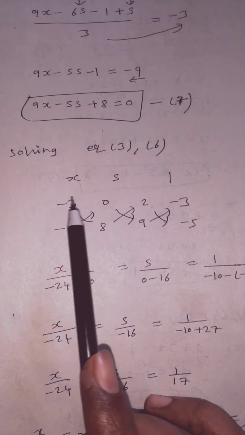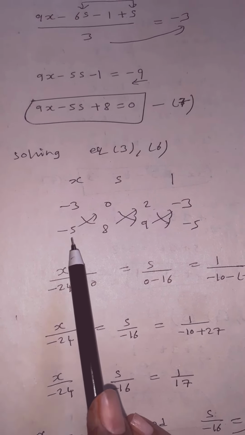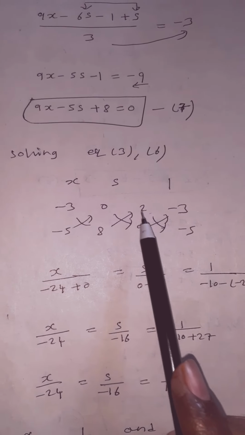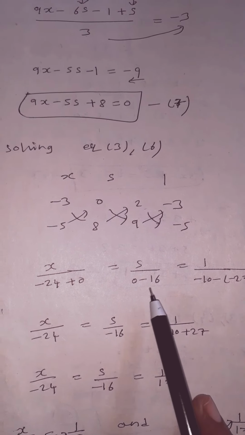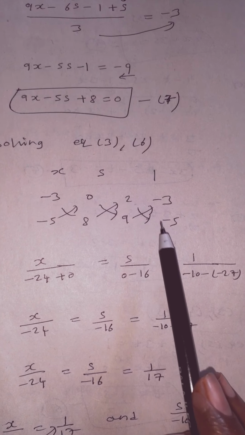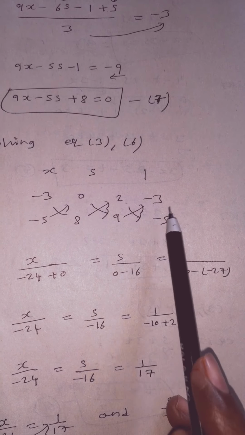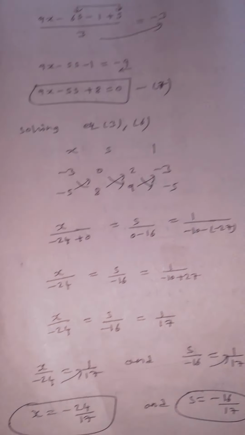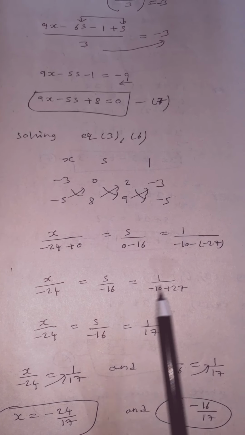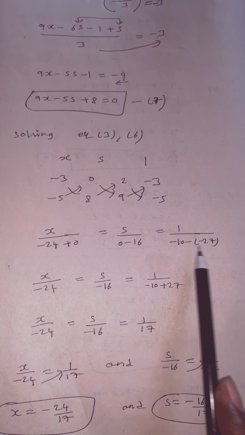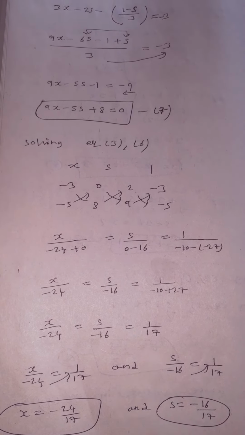So x by, so minus 3 into 8 is minus 24. Formula is minus, so minus into minus plus 0 is equal to s by, so 0 into 9 is 0. Minus 8 twos are 16. 1 by 2 into minus 5 is minus 10. So minus, right formula as it is. So 9 into minus 3 is minus 27. So minus 24 plus 0 is minus 24. 0 minus 16 is minus 16. I wrote minus 10 as it is. Minus into minus plus 27. So here minus 10 plus 27 is 17.